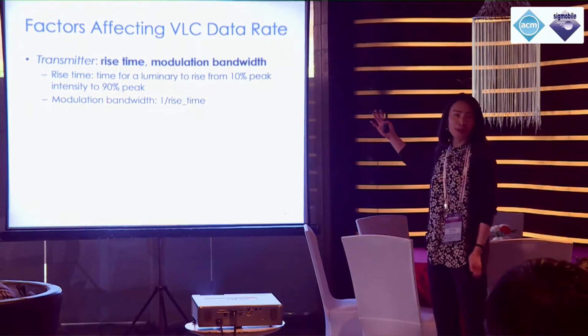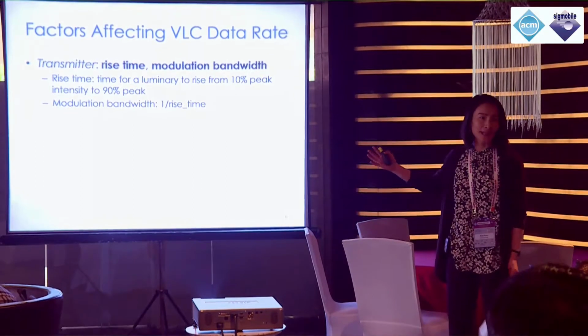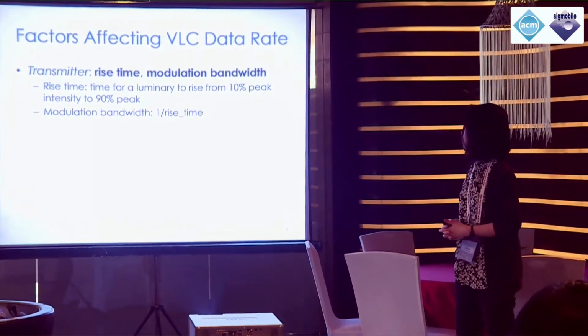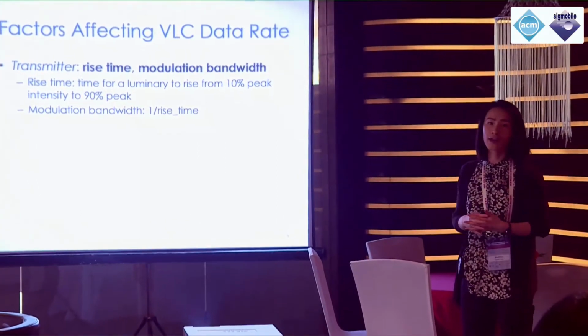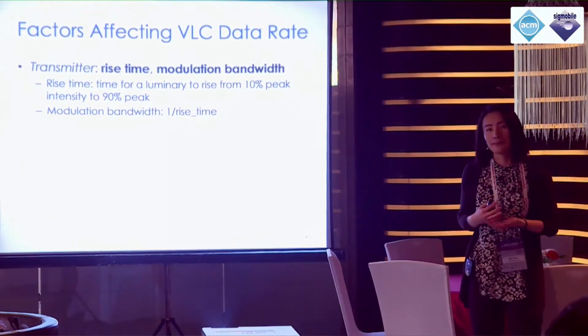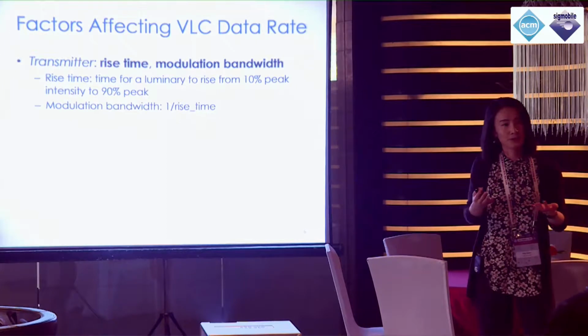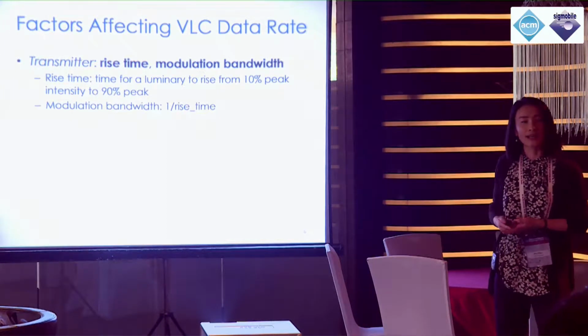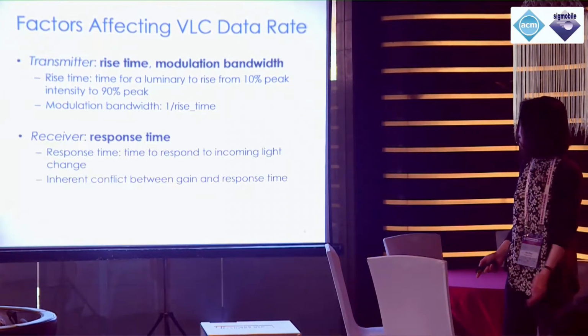And you can estimate the modulation bandwidth based on the rise time by looking at 1 over the rise time. So for off-the-shelf LEDs, the modulation bandwidth is typically in megahertz, tens of megahertz at most. If you're using the blue LED, they are the faster ones.